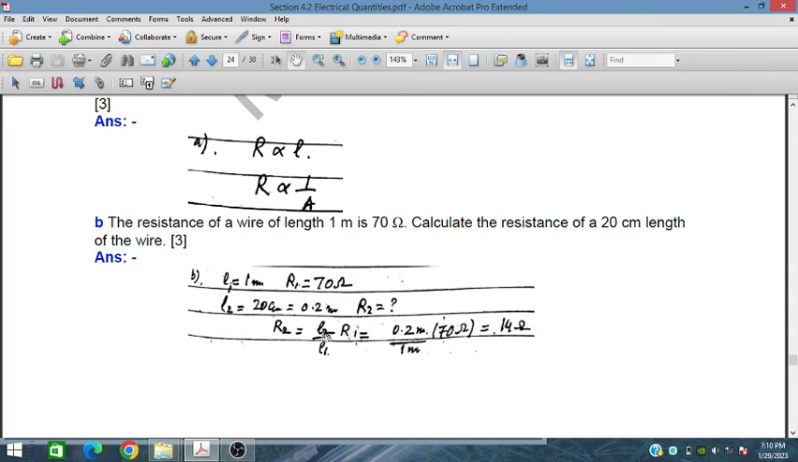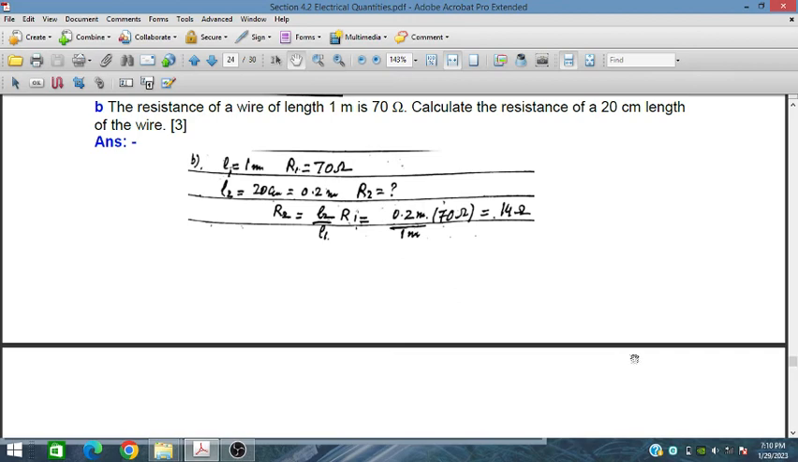We just plug in the values here. L2 is 0.2 meter, and L1 is 1 meter. So the meter will cancel, and 70 is multiplied with this, so this is 14 ohms. The length is 5 times lesser, so the resistance will be 5 times lesser. If you multiply with this 5, you will get this 70. If the length is 1/5, this 20 centimeters is 1/5 of this 1 meter, so the resistance will be 1/5. Very easy.